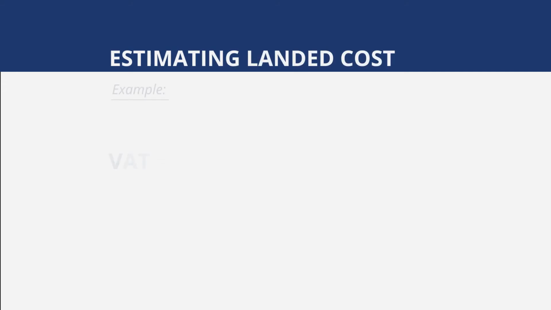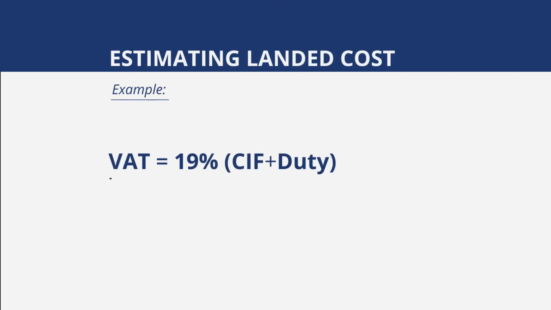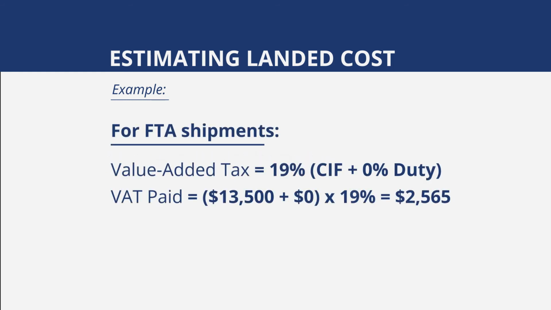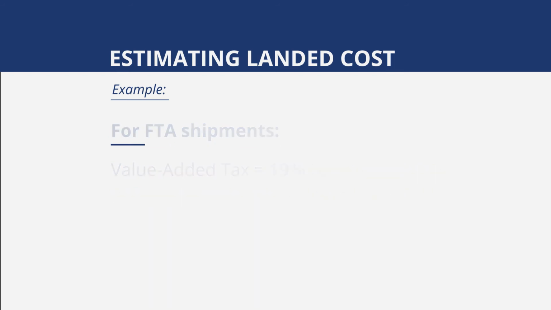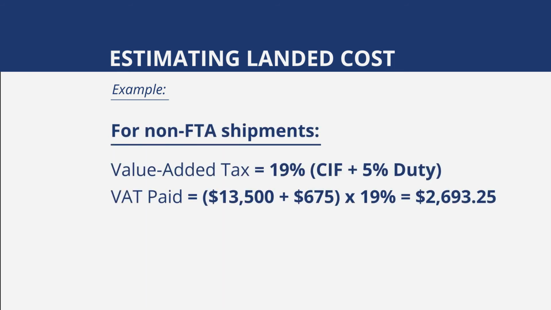Next, let's determine the taxes. In this example, we are just including one tax, a VAT of 19%, CIF plus duty. Here, the tax charge differs based on whether the product qualifies for the FTA treatment. For FTA shipments, the value-added tax equals 19% of the CIF plus 0% duty amount. For non-FTA shipments, the value-added tax equals 19% of the CIF plus 5% duty amount.